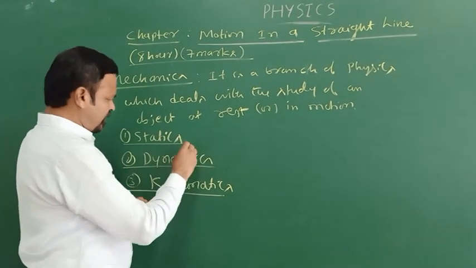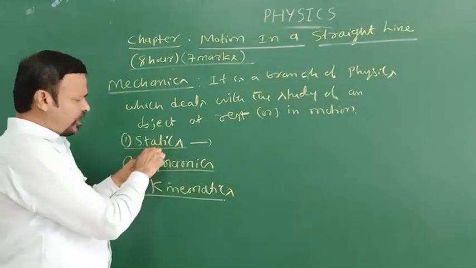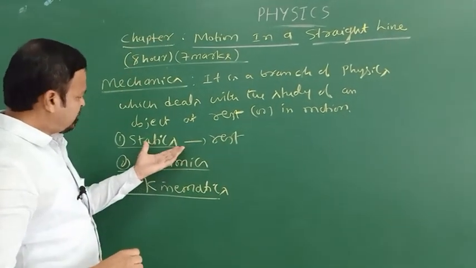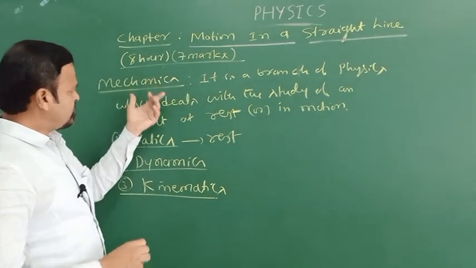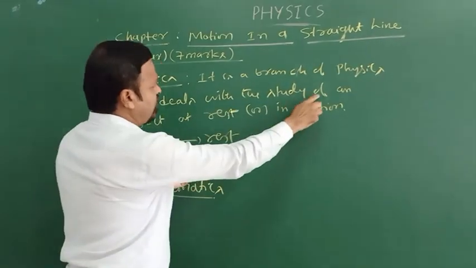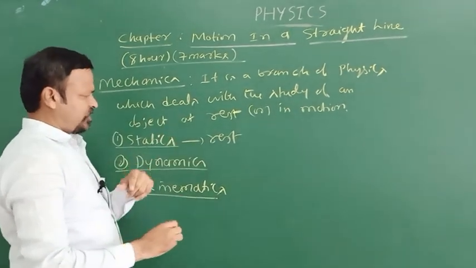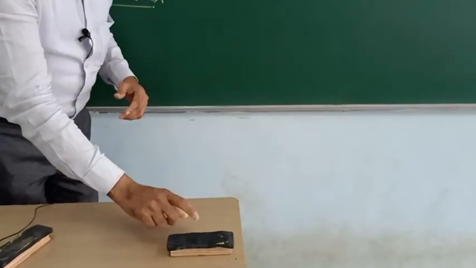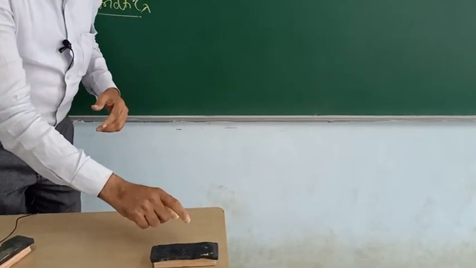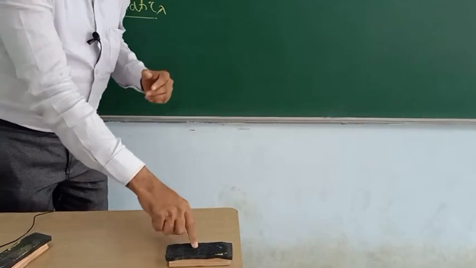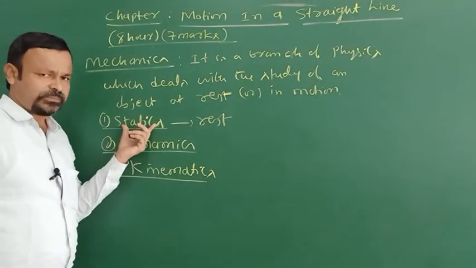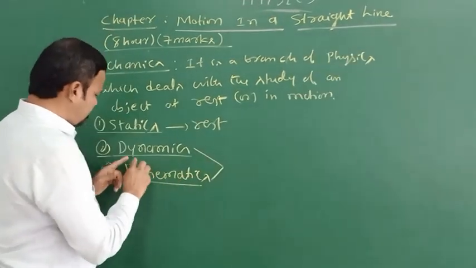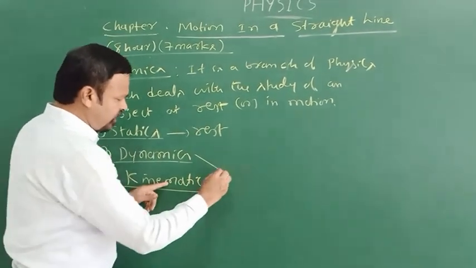So what is statics? The dictionary meaning of statics is rest. Therefore, statics is a branch of mechanics which deals with the study of an object at rest. For example, here you see duster is there, it is at rest. The study of duster at rest comes under the topic statics. Remember. And then these two, dynamics and kinematics, the dictionary meaning is motion.